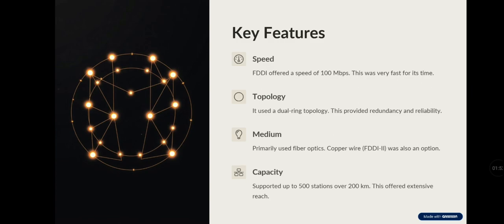Medium. It primarily uses fiber optic cables, which allowed for longer distance and less electromagnetic interference. FDDI-2 supported copper cabling, though with some trade-offs in performance and distance. Capacity. It supports up to 500 stations connected across a 200 km distance. This made FDDI ideal for large campuses and distributed enterprise environments.